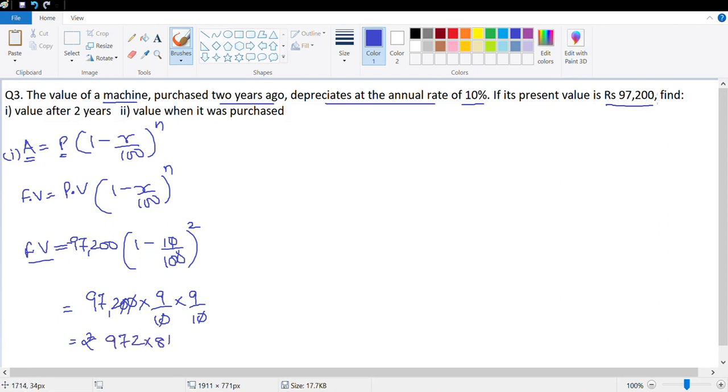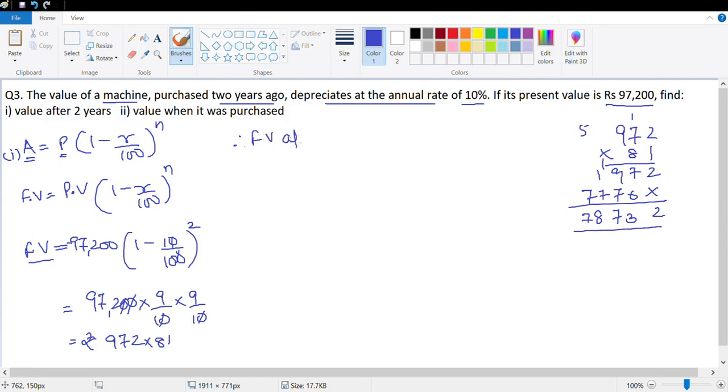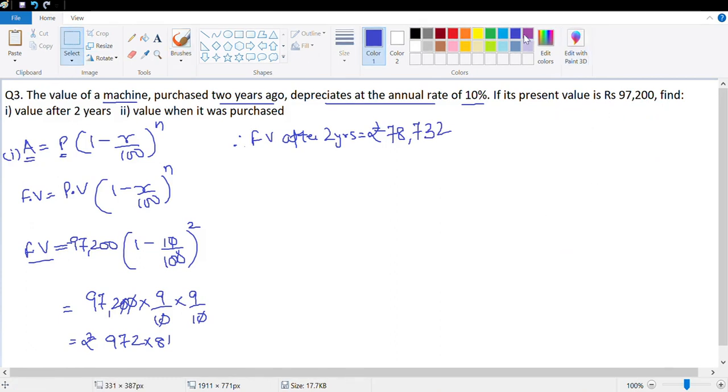Let's calculate. 972 into 81. 1 into 2, 2, 8 into 2, 16... 56 plus 1, 57, 72 plus 5, 77. 2, 7 plus 6, 13, 10 plus 7, 17, 8 and 7. So future value after 2 years is equal to rupees 78,732. So the value basically keeps on going down over the period of time. Let's look at the second part of the question.